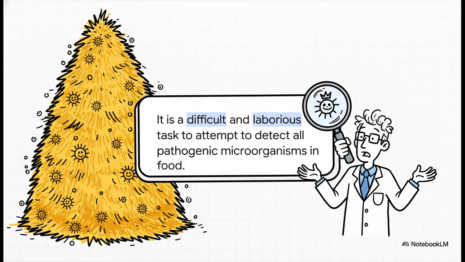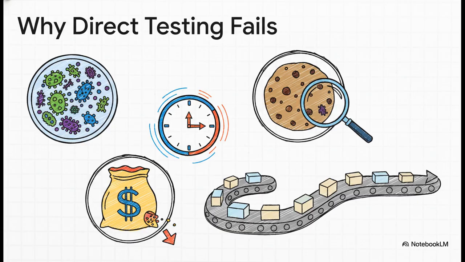Think about it. We're not looking for one needle in a haystack. We're looking for thousands of different kinds of needles in millions of haystacks every single day. This is the central problem that food safety science was created to solve. So why is it so impossible? Well, it really boils down to 5 big reasons. First, the sheer number of bad guys is just staggering. Second, time. A lot of tests for specific pathogens mean you have to grow them in a lab, and that can take days. By the time you get the results, that food is either already sold or has gone bad.